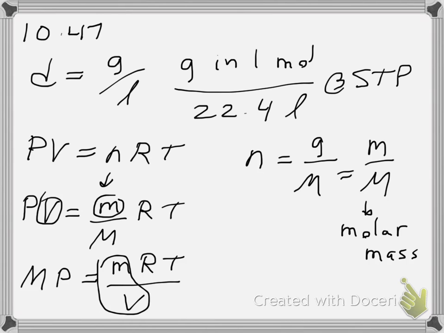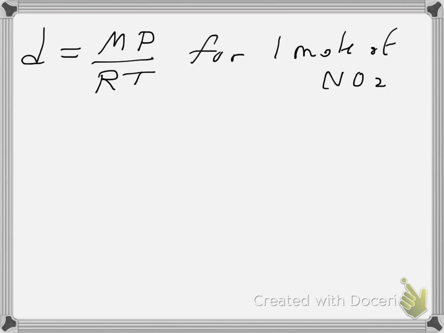So then, if I divide both sides by RT, molar mass times the pressure divided by RT is going to equal mass per unit of volume, which is the density. Alright, so let's try the next page here. Density equals MP over RT for 1 mole of NO2.